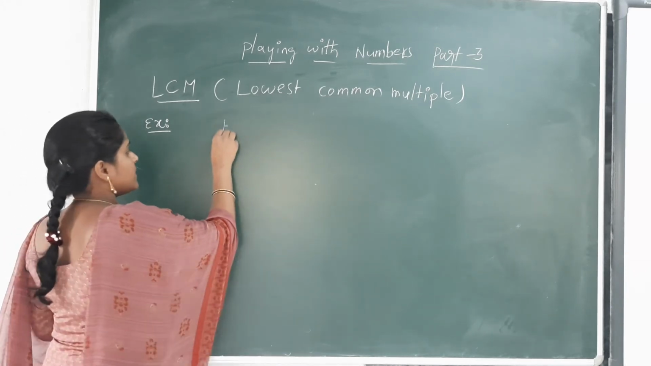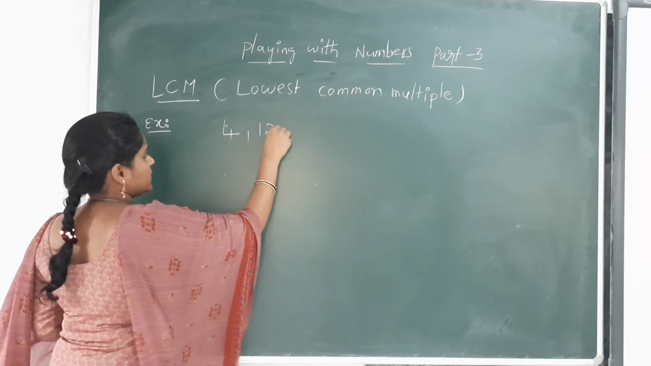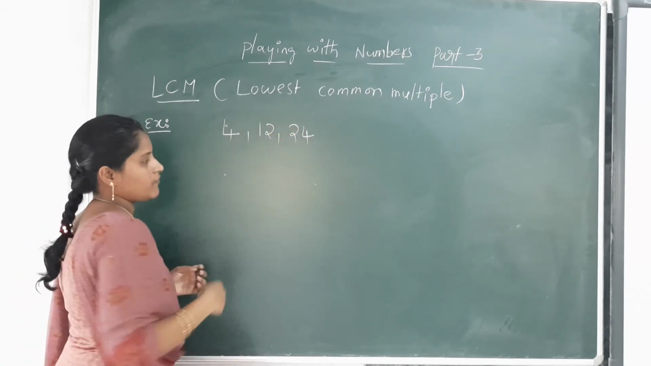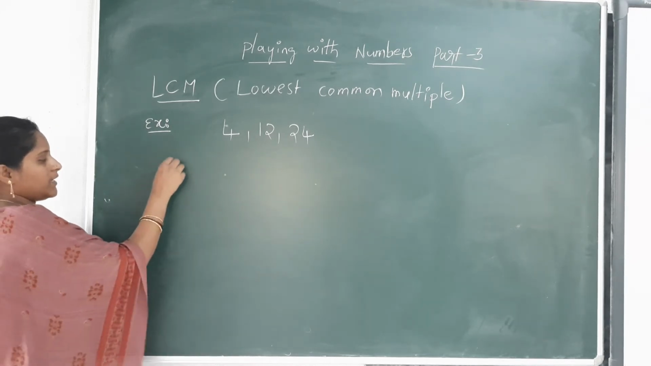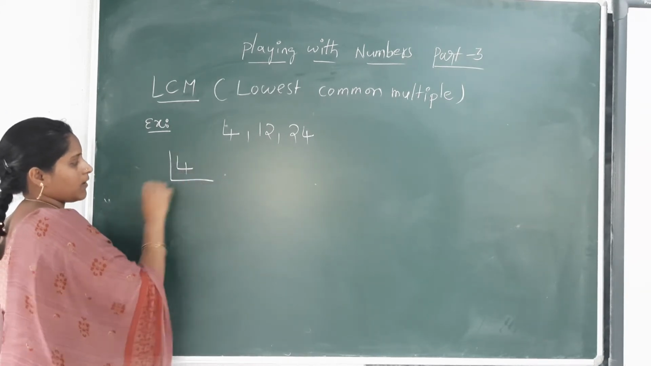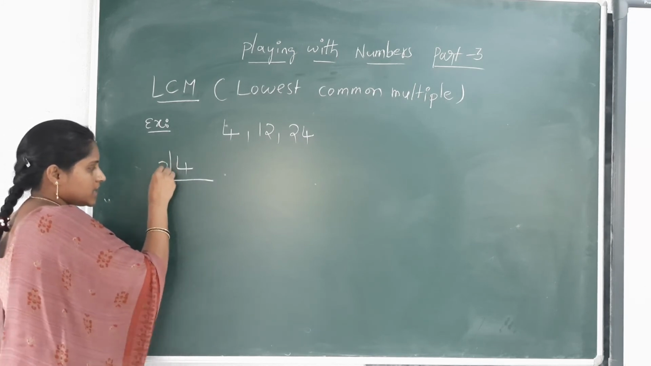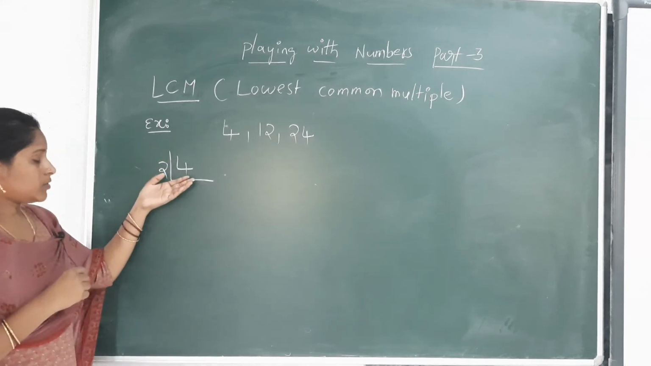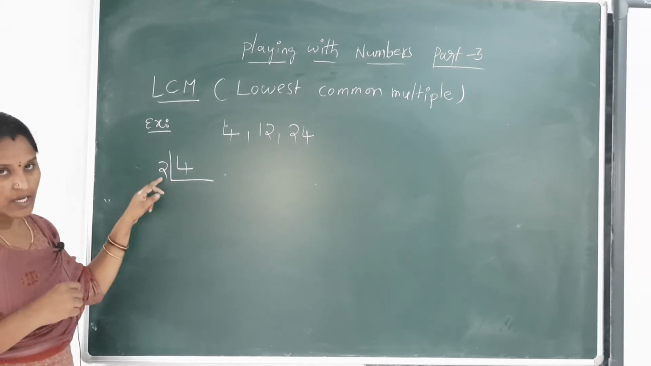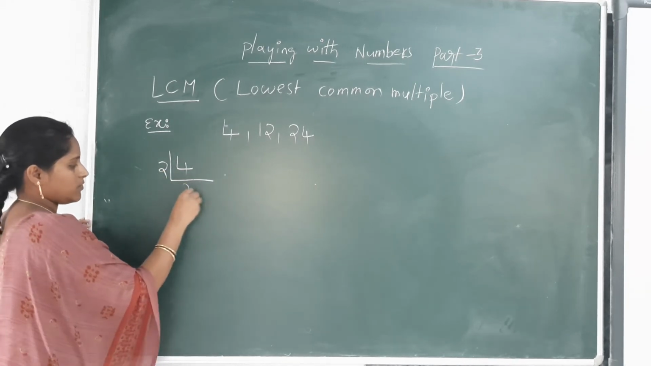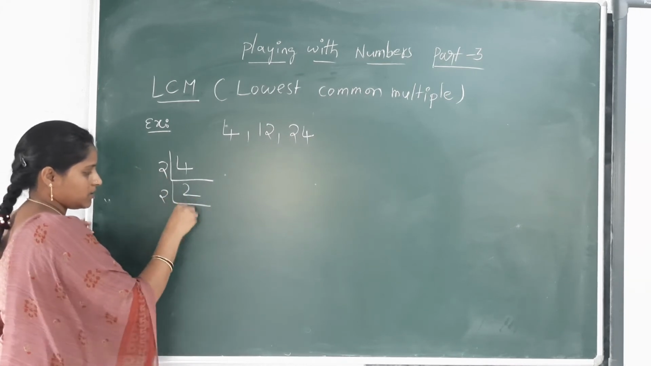Next, another example: 4, 12, and 24. First, we are going to use the prime factorization method here for 4. 2 is a factor of 4. 4 is an even number, so it is divisible by 2. That's why I have drawn 2 here. 2 2s are 4. Again, 2 1s are 2.